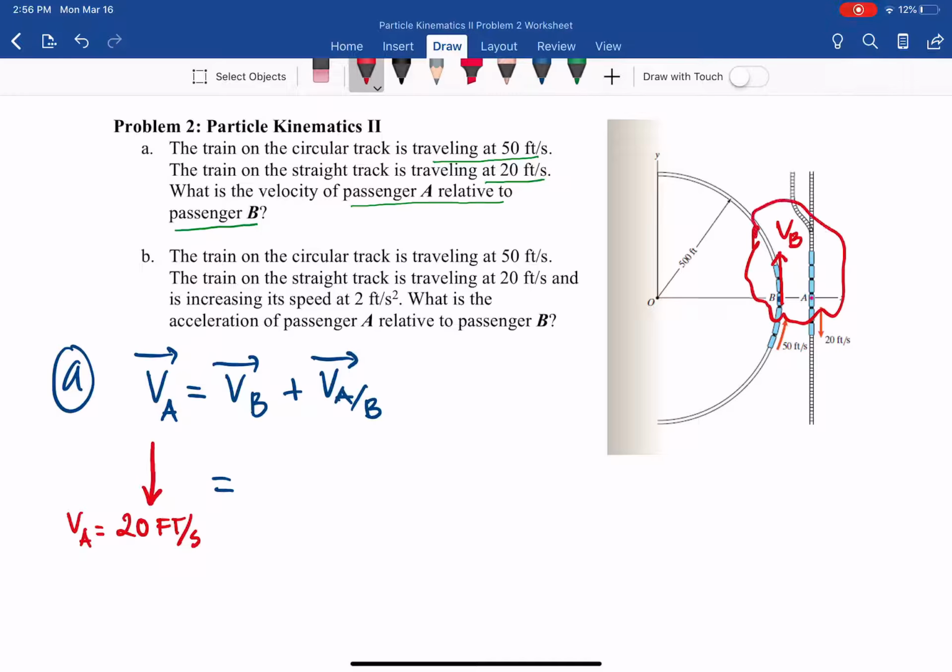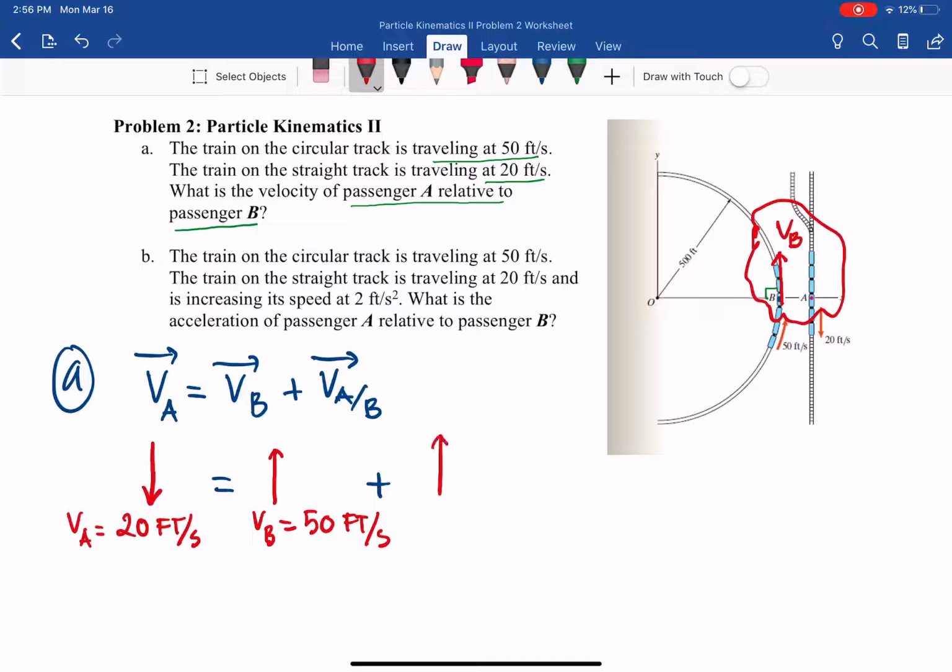Make sense? So with that, in the diagram, VB will go up, because tangent to the path means perpendicular to the radius. In that case, the radius is horizontal, so VB goes vertical, and that will be 50 feet per second, plus VA relative to B. And again, we don't know those two components, and that's what we want to look for.